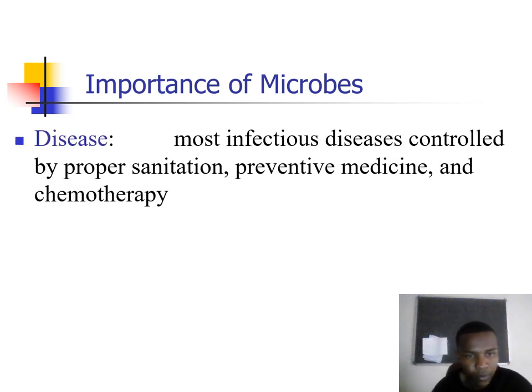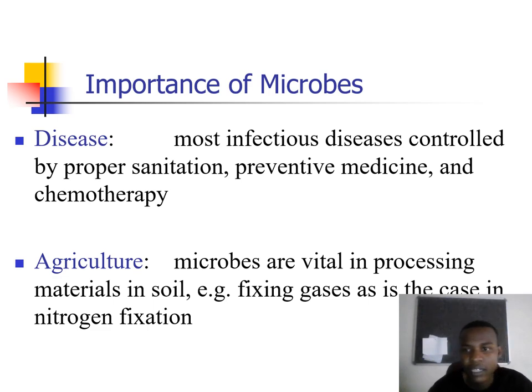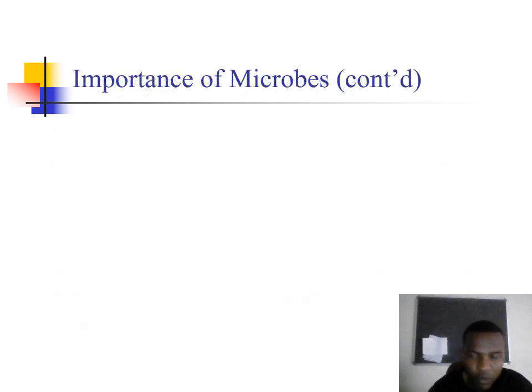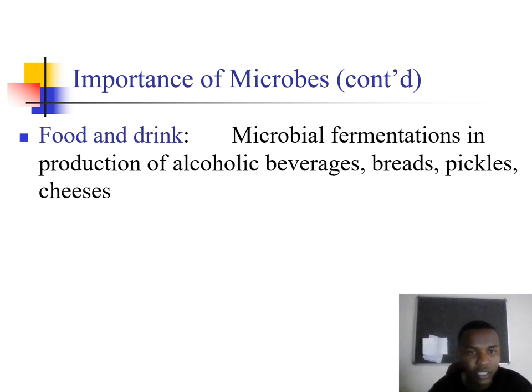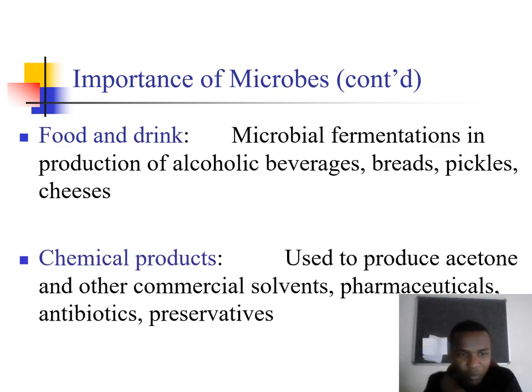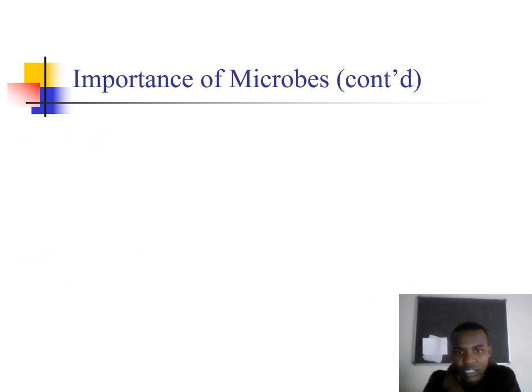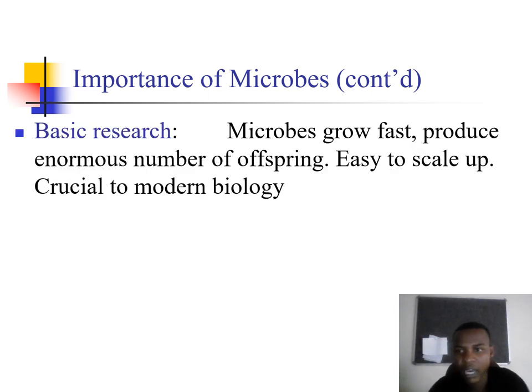So the importance of microbes. The disease part of it, we can say that most infectious diseases are controlled by proper sanitation, preventive medicine, and chemotherapy. So microbes are important in our lives. In agriculture, you know that they fix nitrogen, and the other importance is in food and drink, fermentations of these drinks that we are drinking nowadays. Microbes are involved. Chemical products also, and a lot of things that are used in basic research because they grow fast, they reproduce fast.